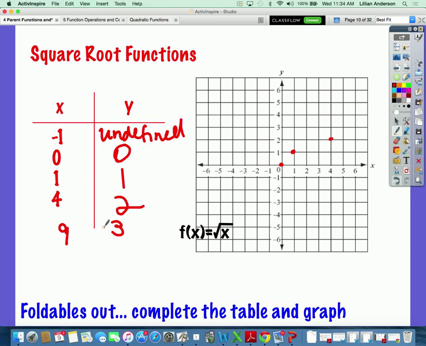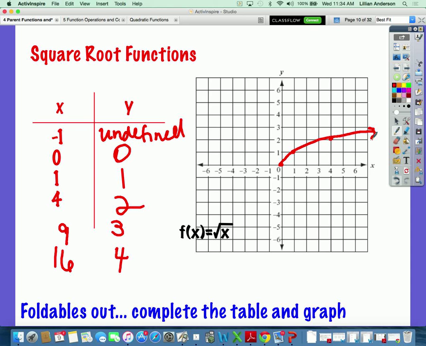And what's the next one? And what's the square root of 16? 4. So if we had 9 on this graph, it'd be at 3, and then 16 would be at 4, and then 25 would be at 5, and then 36 at 6, so on and so forth. And so it just continues to get bigger and bigger.